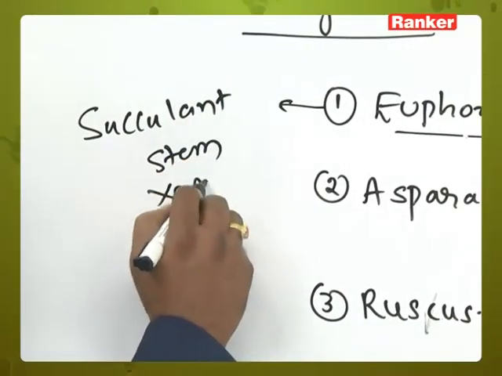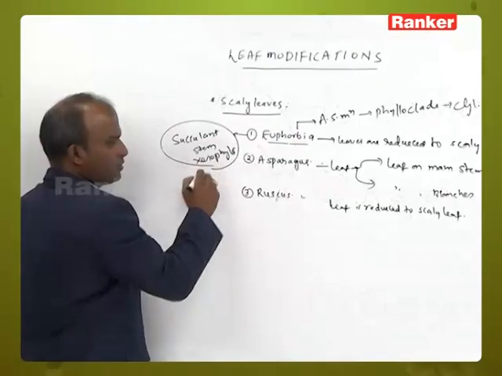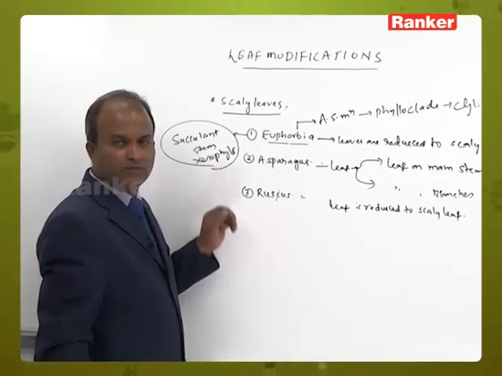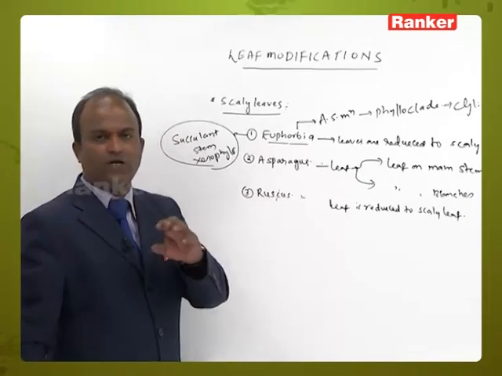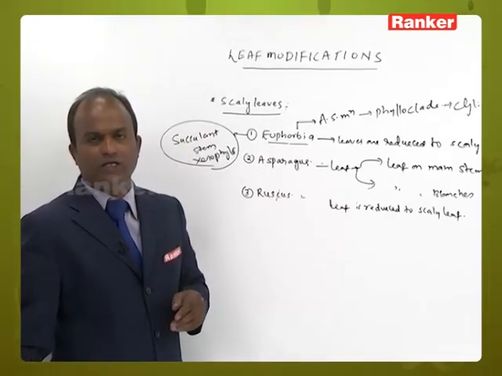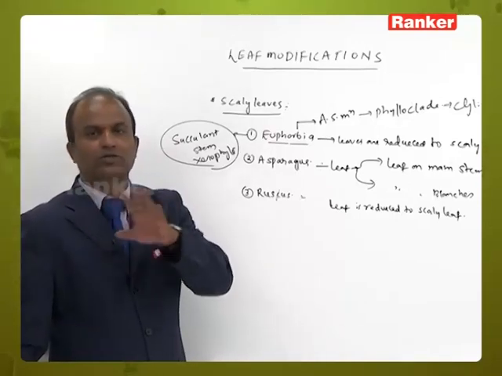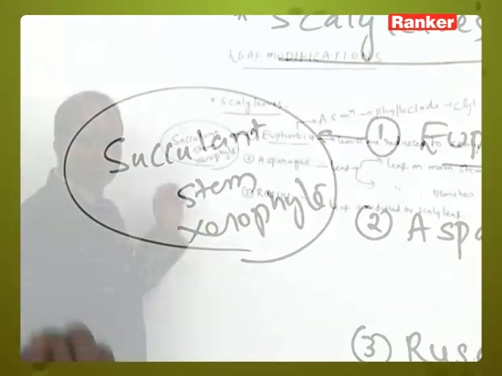Is it one of the good examples of a succulent stem xerophyte? Yes, it is. Are these succulent xerophytes facing drought conditions externally? Yes, they are. But are they facing drought conditions internally? No. Why? Because they are storing water in the form of mucilage in the system.